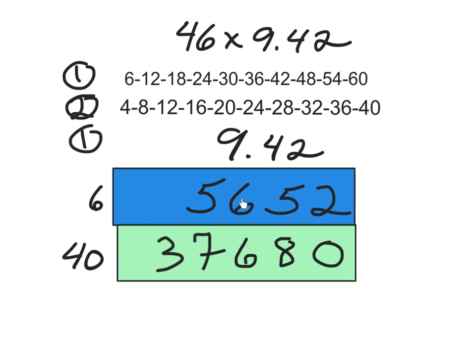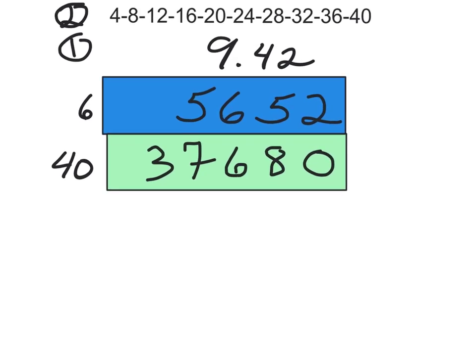Now all I have to do is add these bad boys up and then count my loopy-doops, and I am all done. Superb. 2 plus 0 is going to give me 2. 5 plus 8 is going to give me 13. I'm going to drop the 3, carry the 1.